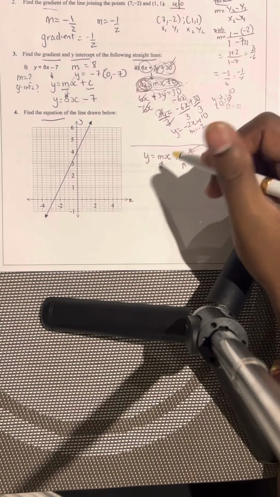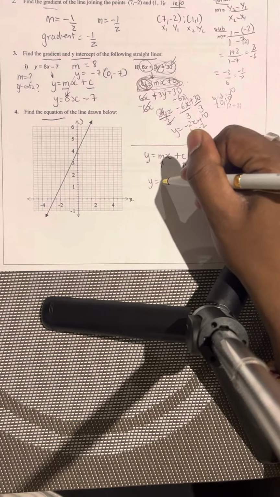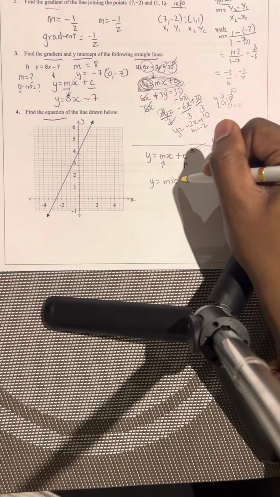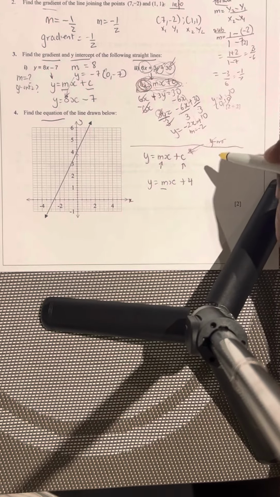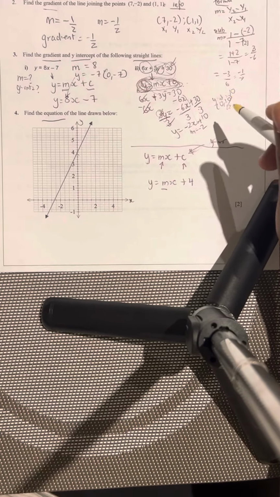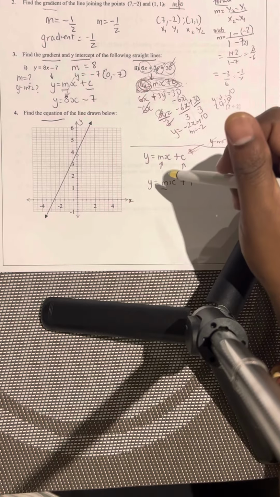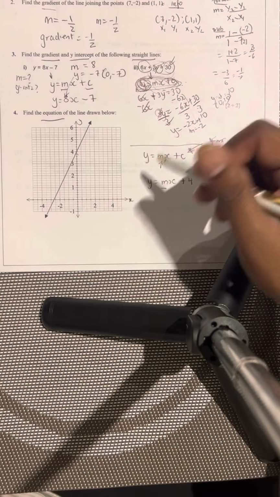So what does that mean? c is equal to 4. So let's fill that out back again: y is equal to mx plus 4. Cool. Now we're only left with the gradient. How do you find the gradient of any line? What's the gradient formula?